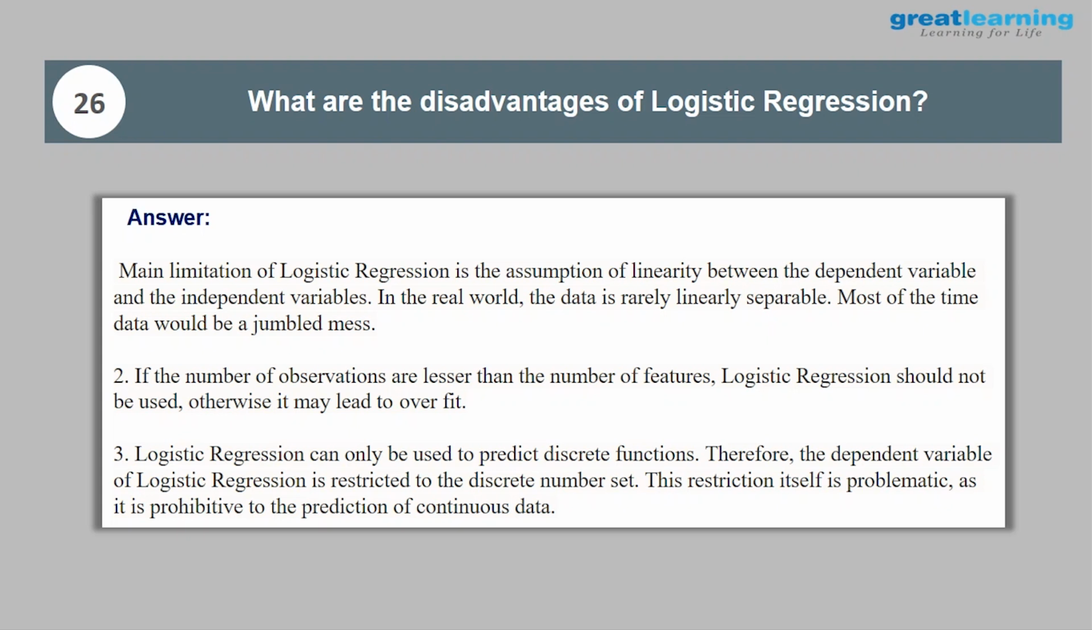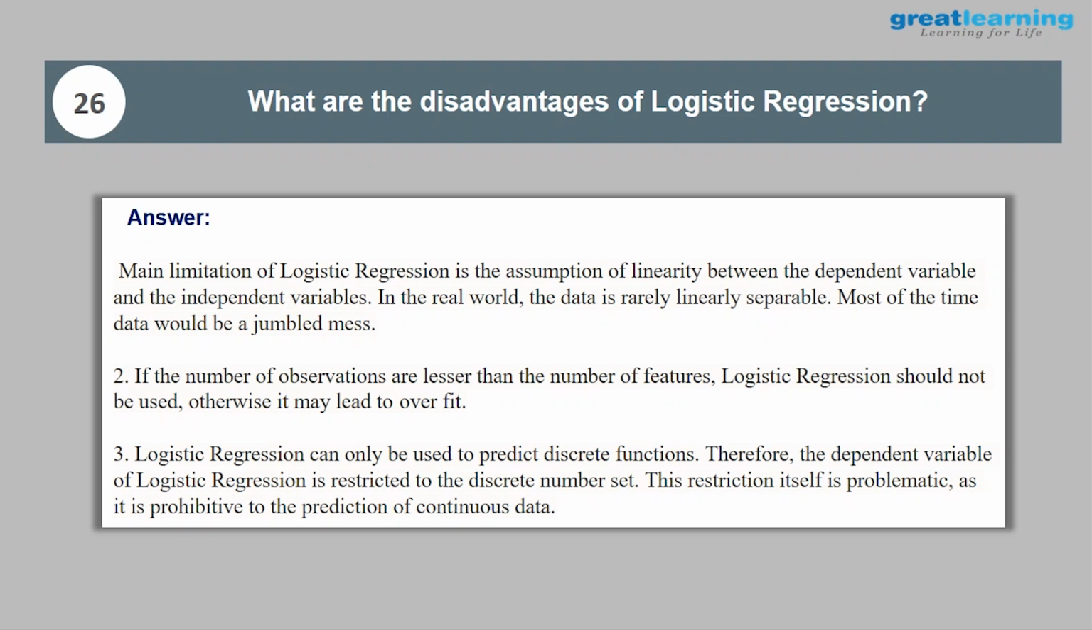The main limitation of logistic regression is the assumption of linearity between the dependent variable and the independent variables. In the real world, data is rarely linearly separable. Most of the time, data would be a jumbled mess. If the number of observations is lesser than the number of features, logistic regression should not be used. Otherwise, it may lead to overfitting.